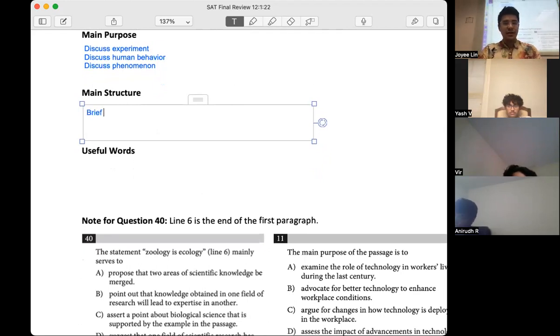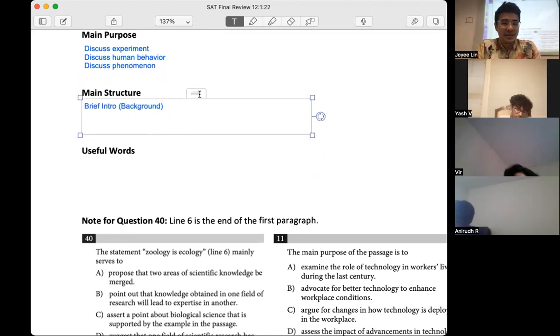Brief intro, right? Some sort of background, maybe some definitions. Then what do we do? Well, that's the setup. We describe the experiment or the hypothesis, one or the other. Whatever it is. And then what do you do after we describe the experiment and hypothesis?